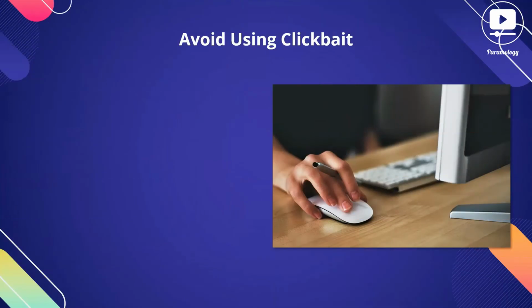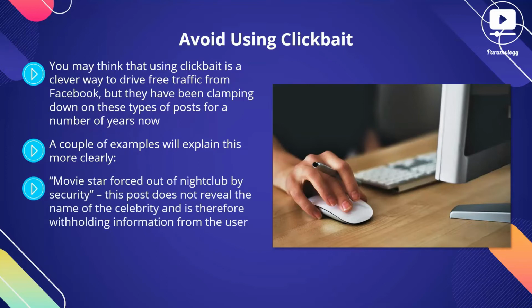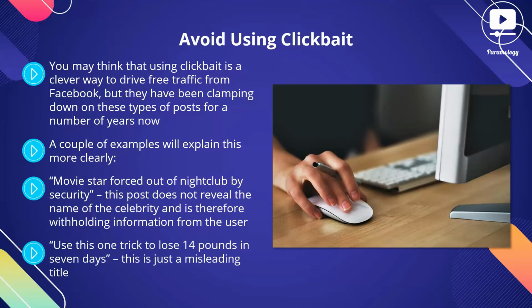Avoid using clickbait. You may think that using clickbait is a clever way to drive free traffic from Facebook, but they have been clamping down on these types of posts for a number of years now. How do you define a clickbait post? Well, these have a degree of sensationalism about them that really mislead the user. A couple of examples will explain this more clearly. "Movie star forced out of nightclub by security." This post does not reveal the name of the celebrity and is therefore withholding information from the user. "Use this one trick to lose 14 pounds in 7 days." This is just a misleading title.